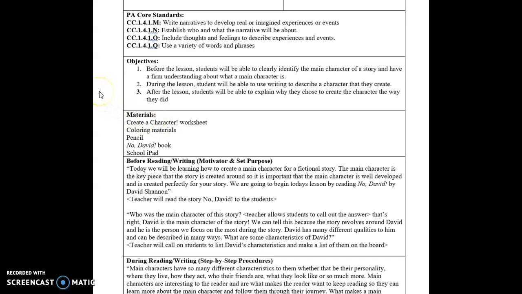For my objectives, before the lesson, students will be able to clearly identify the main character of a story and have a firm understanding of what a main character is. During the lesson, students will be able to use writing to describe a character that they create. And after the lesson, students will be able to explain why they chose to create the character the way they did.